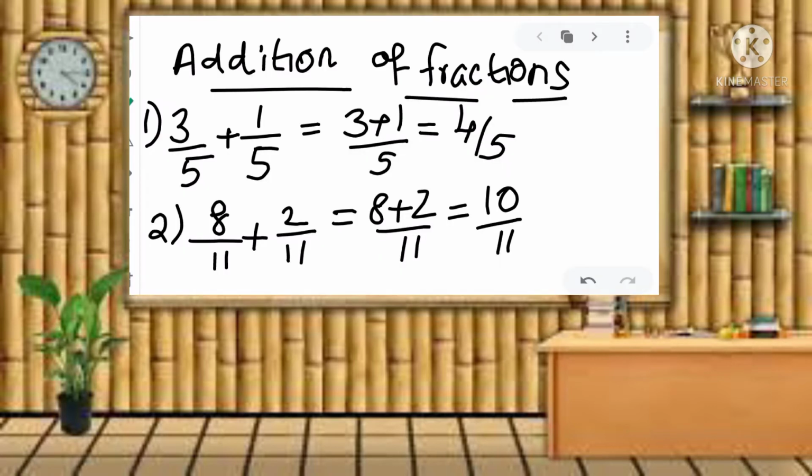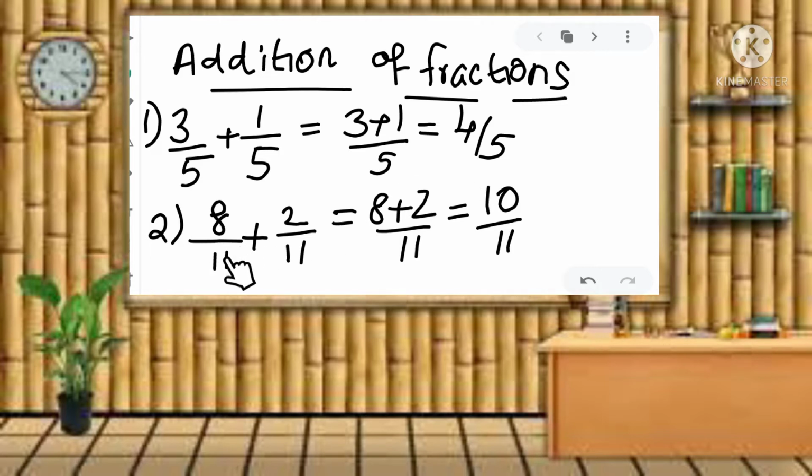Hi all, let us revise the addition of fractions. First of all, we want to discuss the addition of like fractions. What are like fractions? In like fractions, the denominators are the same. Here 3 by 5 and 1 by 5 are like fractions. Here what we want to do? We want to add the numerators. That means 3 plus 1 by 5. Then it is 4 by 5.